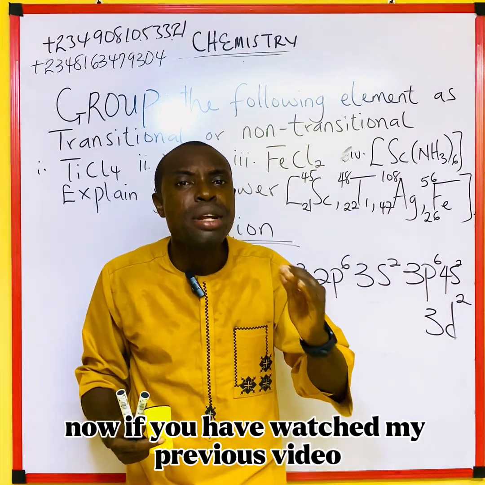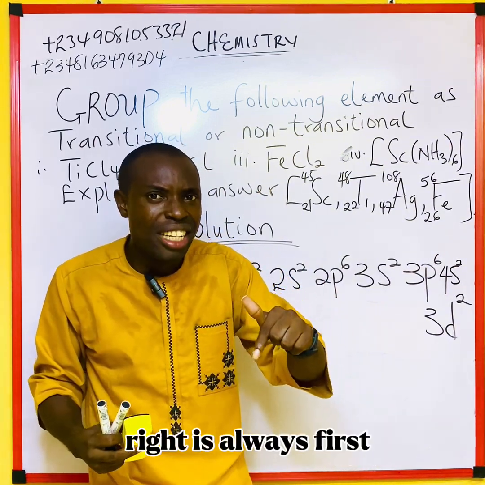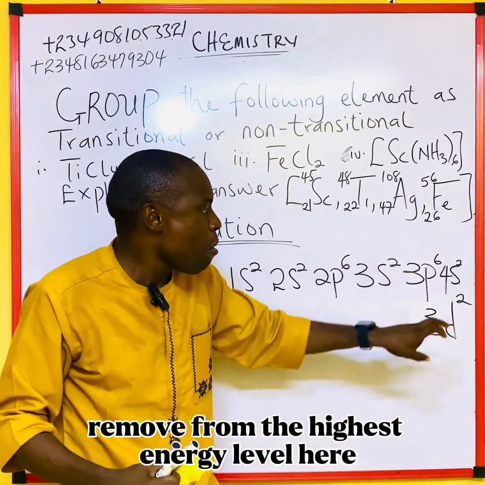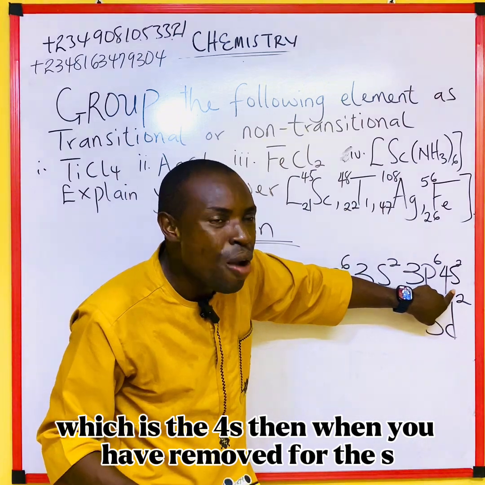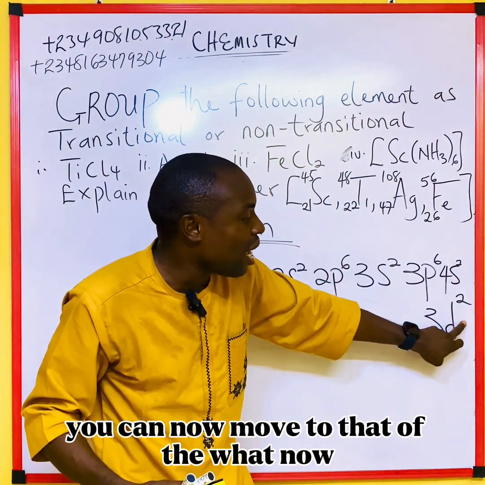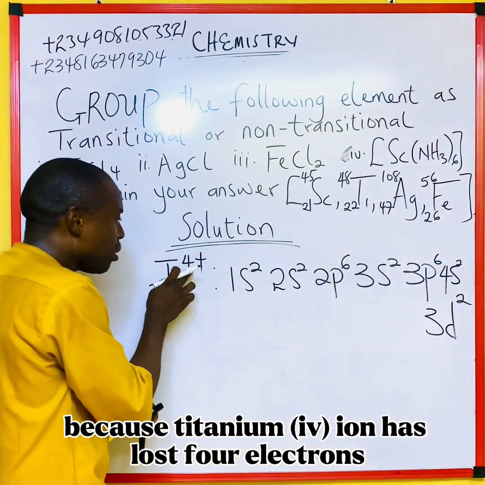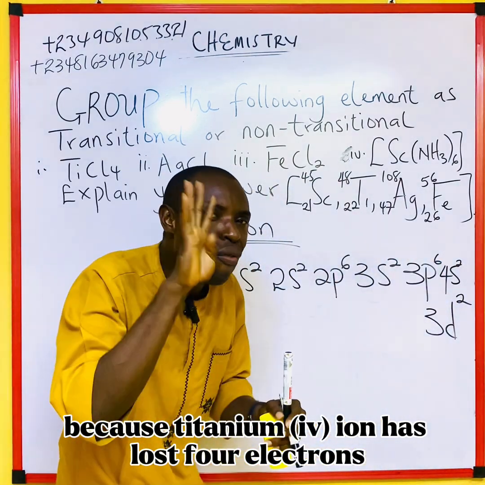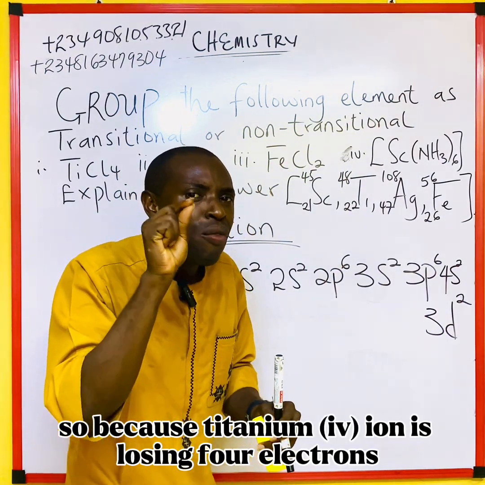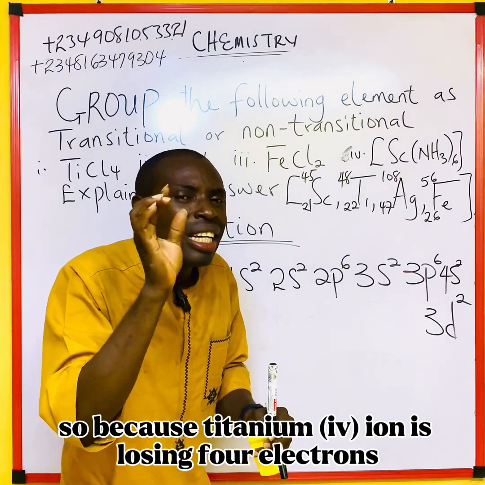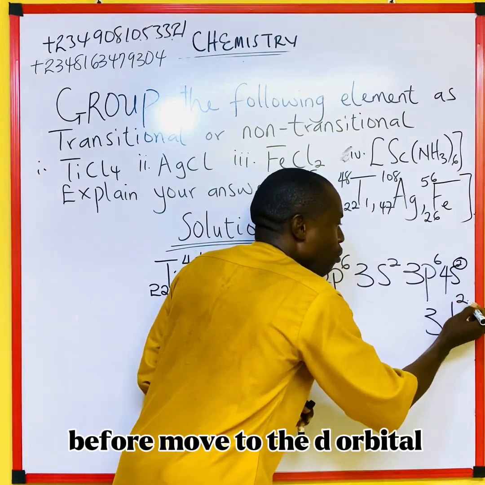Now, if you have watched my previous video, I have always stated that the removal of electrons is always first from the highest energy level here, which is the 4s. Then when you have removed from the s, you can now move to that of the d. So remember, there will be removal of 4 electrons because titanium 4 ion has lost 4 electrons. Metals lose electrons. So because titanium 4 ion is losing 4 electrons, these 4 electrons are removed first from the s orbital, then move to the d orbital.